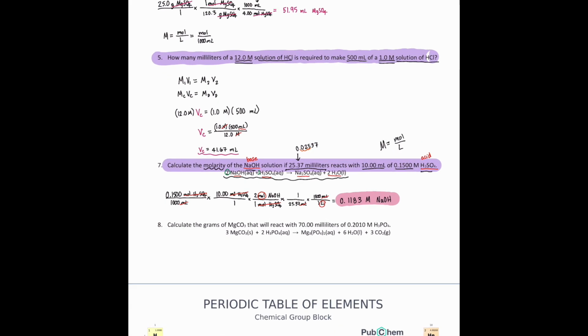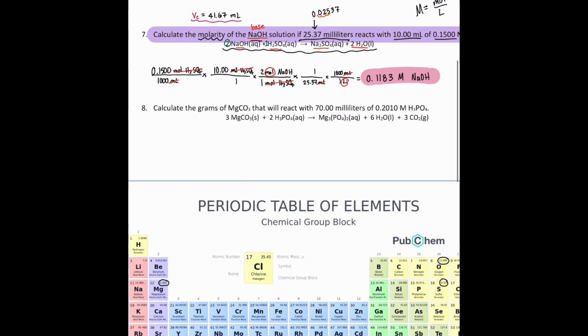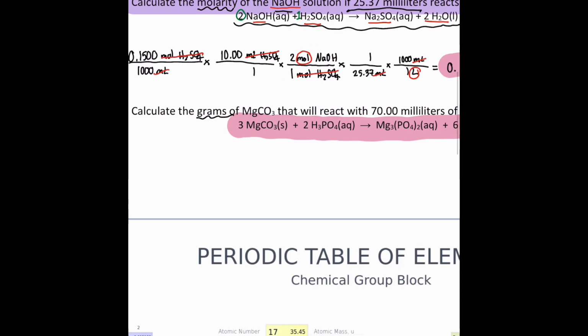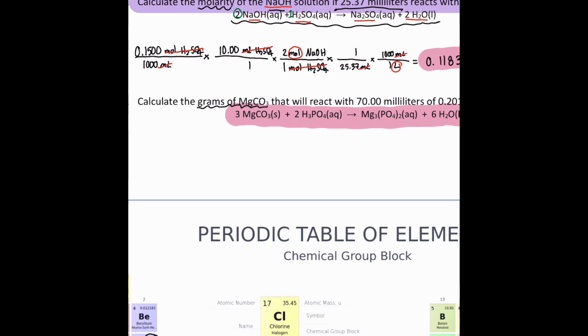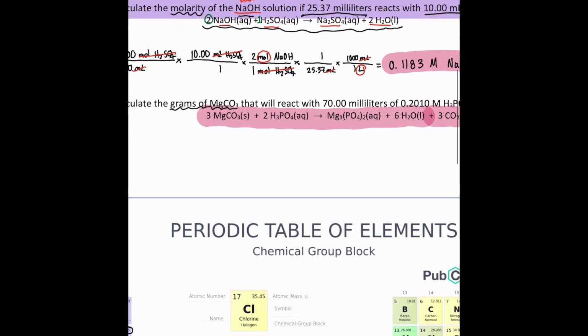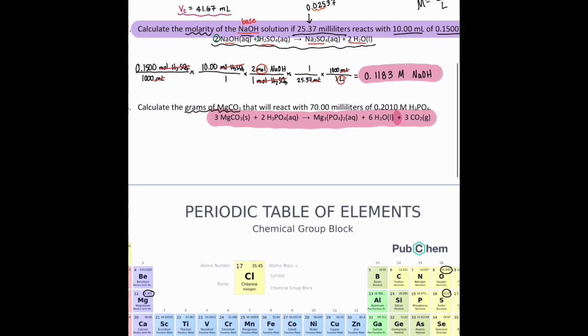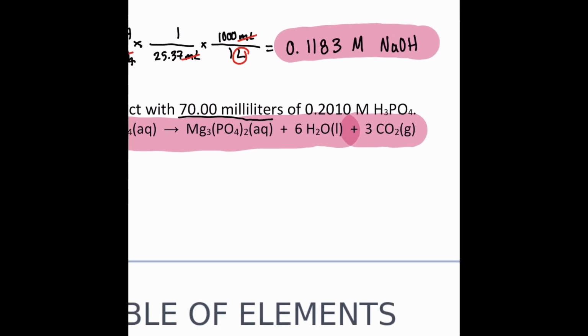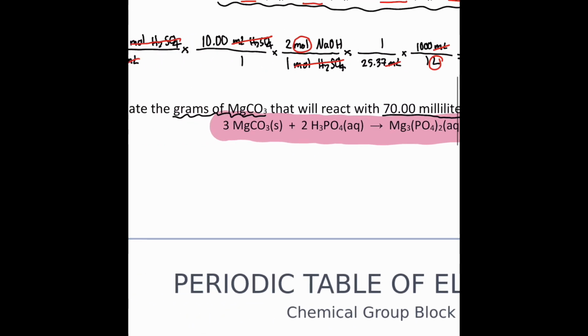All right, let's do this last one here. Calculate the grams of magnesium carbonate that will react with 70 milliliters of 0.201 molar phosphoric acid. Once again, we are given this very key piece of information, which is our balanced equation. Let's read that one more time. We're trying to find the grams of magnesium carbonate. At some point we're going to have calculated our moles amount, which we can utilize from our balanced equation. Once again, our phosphoric acid gives us 2 key pieces of information, so we'll start with that, with our molar amount on top.